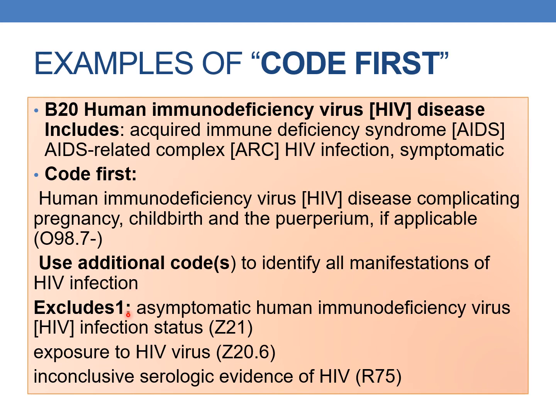Then under it you find Excludes1. Excludes1 means a pure excludes note. Code B20 is symptomatic HIV disease and Z21 is asymptomatic human immunodeficiency virus infection. B20 and Z21 should not be coded together. That is indicated by the Excludes1 note. And similarly, exposure to HIV virus and inconclusive serologic evidence of HIV virus: all these three cases should not be coded with B20. That is indicated by Excludes1. So these are the examples for includes notes, code first, use additional codes and Excludes1.